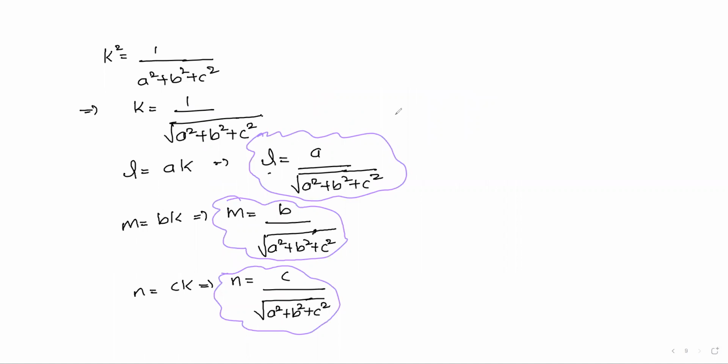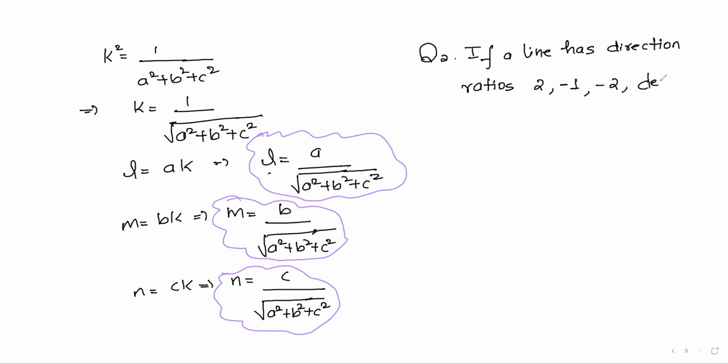Okay, so let me give you a question. I will give you here only. So try this. If a line has direction ratios 2, -1, -2, determine its direction cosines. Okay. All of you, please try this question and share your answer.